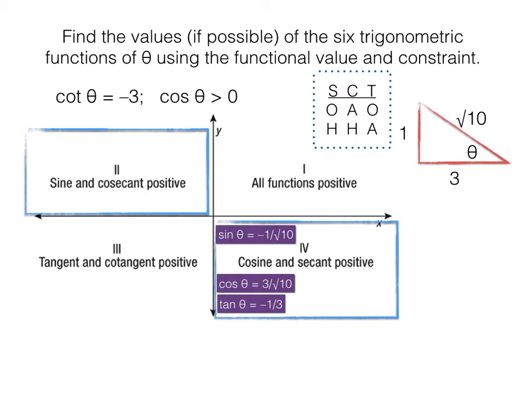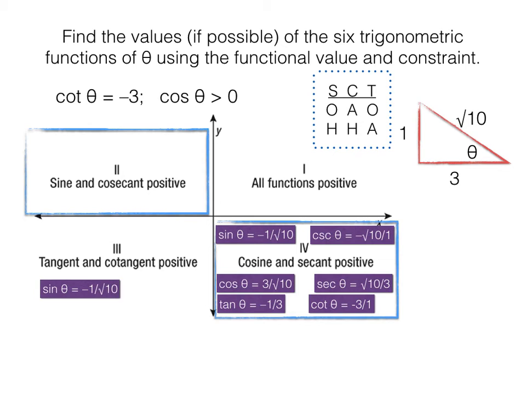The cosecant of theta will be the reciprocal of the sine, and it's still going to be negative. The secant of theta, the reciprocal of the cosine. And the cotangent of theta, which is the reciprocal of the tangent. All right, now the only thing we have left to do is to rationalize our denominators for sine and cosine.